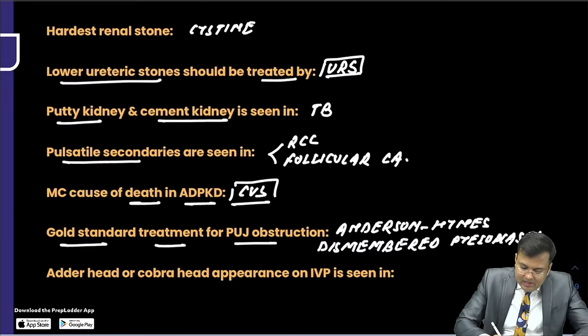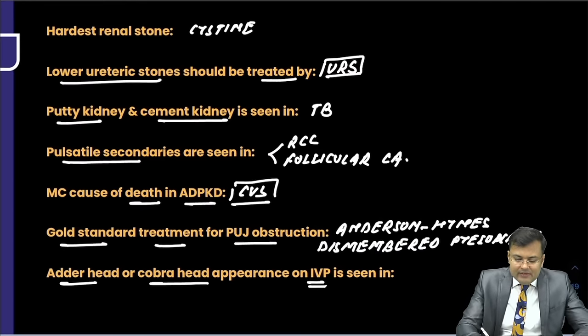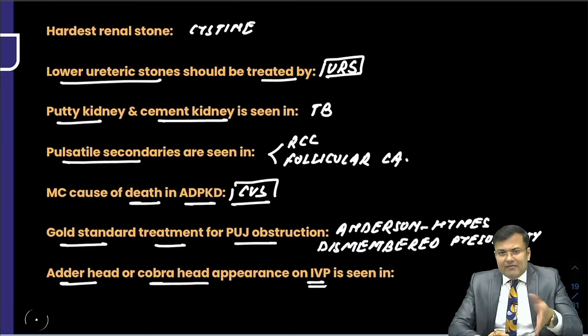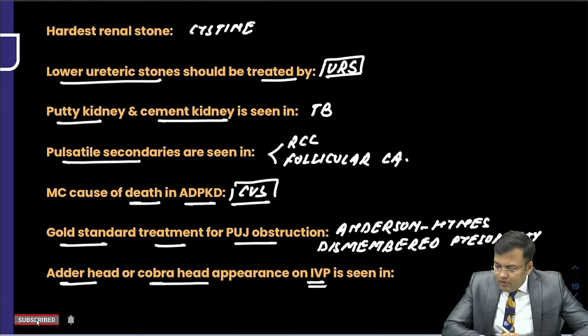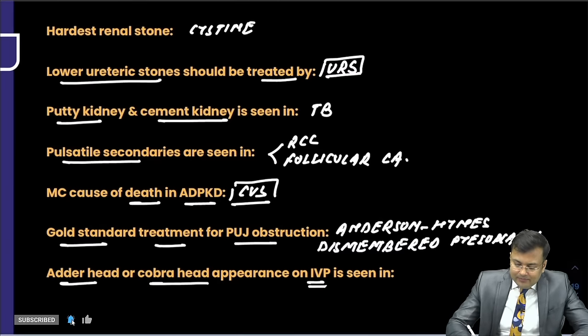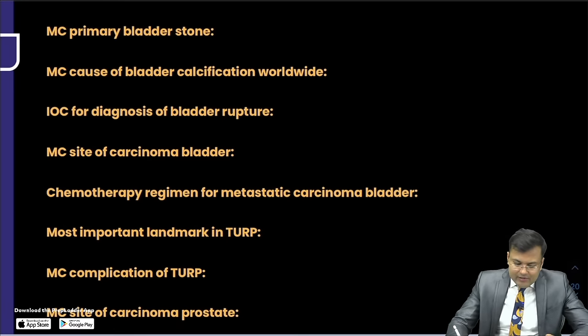Okay, next question. Adder head or cobra head appearance on IVP. It is seen in which condition? All of you must be knowing. Every year this question is asked in NEET PG. Ureterocele. Very good, Goodwill. This is ureterocele. You are correct. Next question.